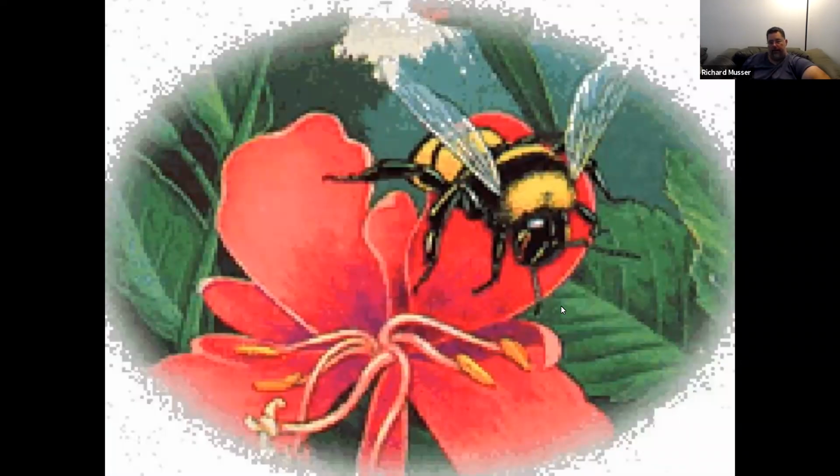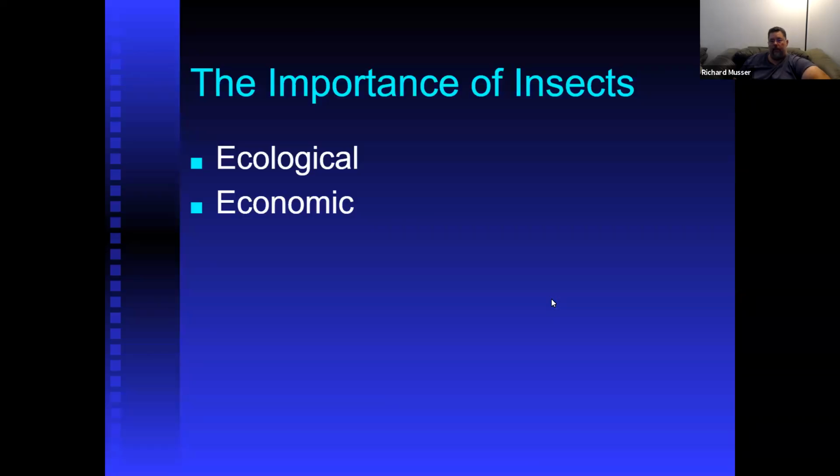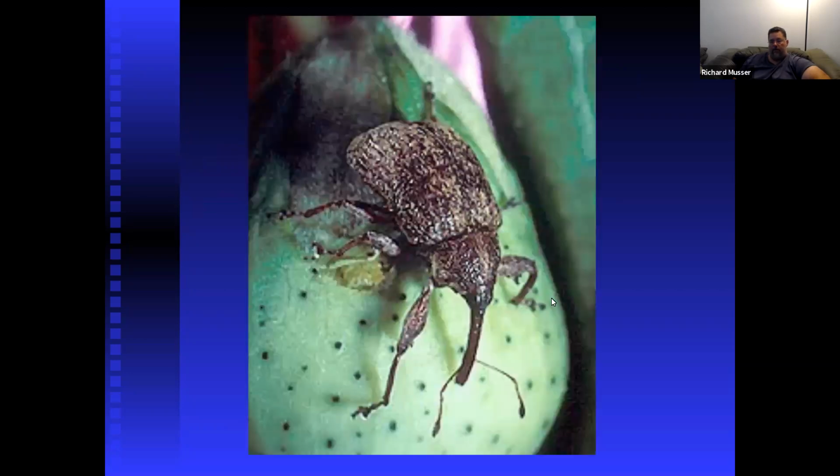Here is pollination taking place. And we always think of honeybees, but there's lots of different native bees that are also important for pollination throughout the United States as well as throughout the world. And as I mentioned before, they also have all sorts of other importance as well.